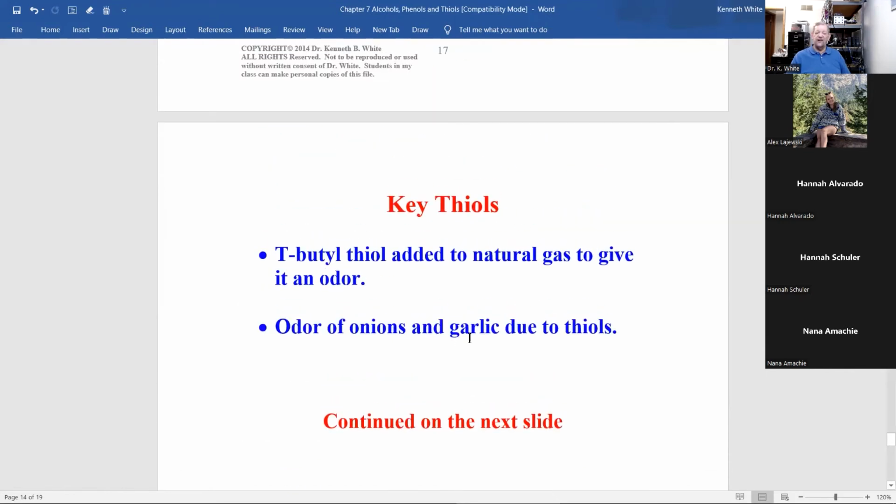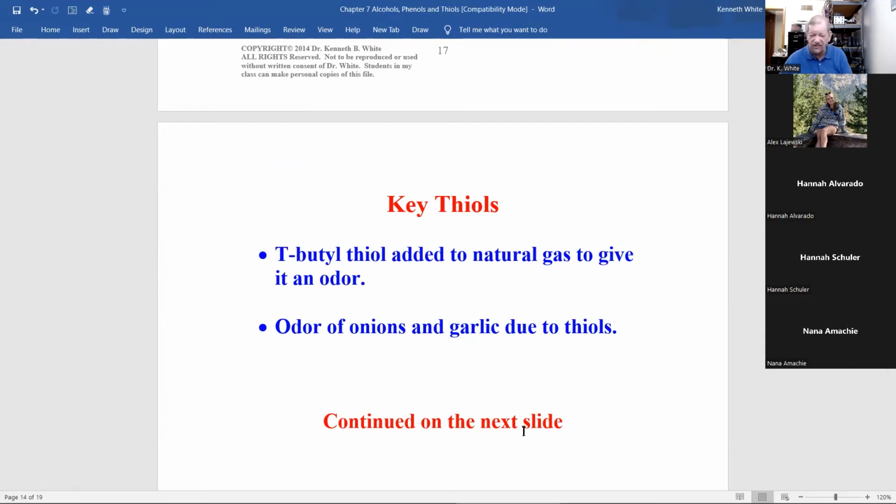Now, where else can you find thiols? Well, onions and garlic stink, or if you like the smell, and I like onions and garlic, the smell is due to thiols. Another important thiol, and this one I'm turning the dial to 20, I stole that from This Is Spinal Tap. But anyways, T-butyl thiol, that's a common name, is added to natural gas to give it its odor.